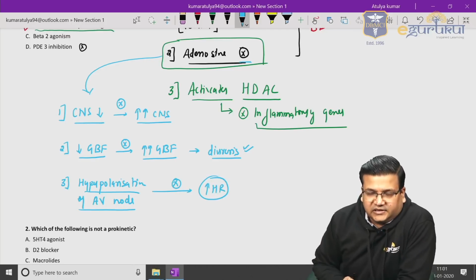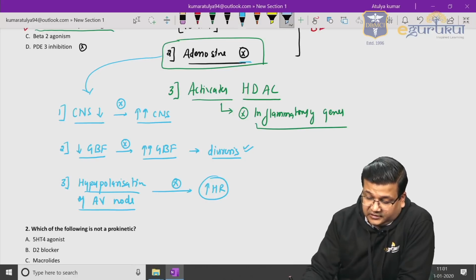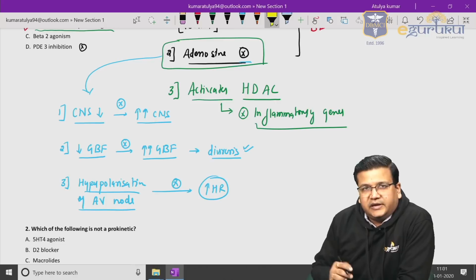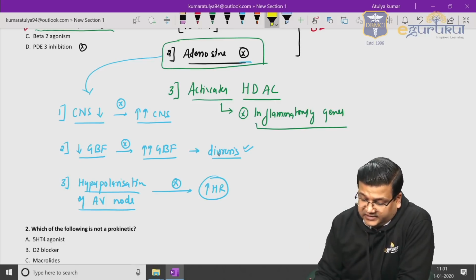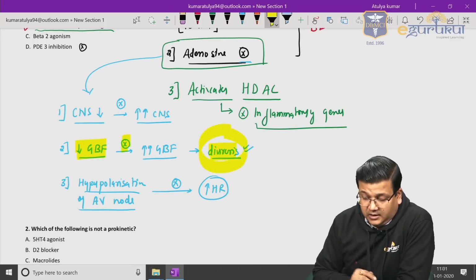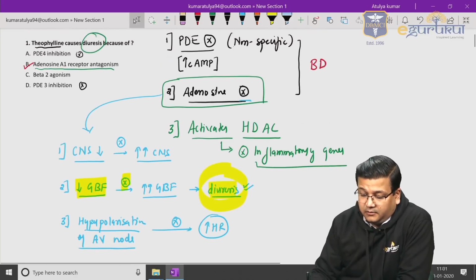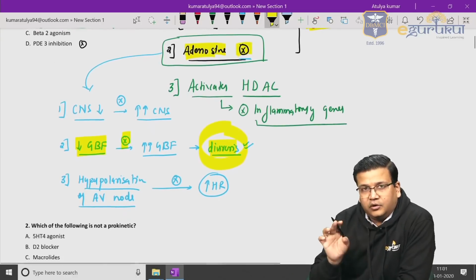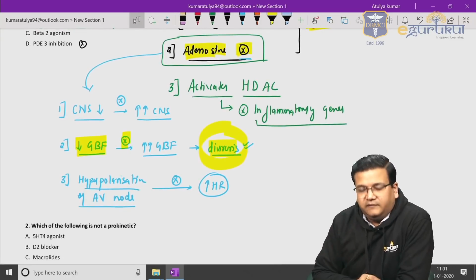Now why are we discussing this? Because this year they have asked one particular property of adenosine and the action of theophylline on that, that is diuresis. Adenosine decreases glomerular blood flow, so by opposing adenosine, theophylline is able to cause diuresis. Besides this, adenosine is a bronchoconstrictor, so by opposing adenosine, theophylline is able to cause bronchodilation. But there are two more effects of adenosine which theophylline will oppose.